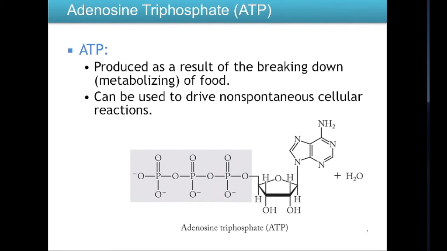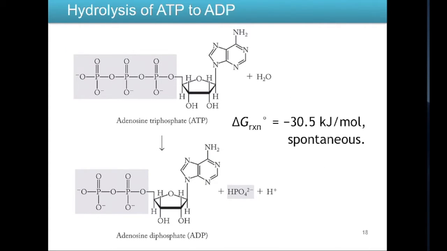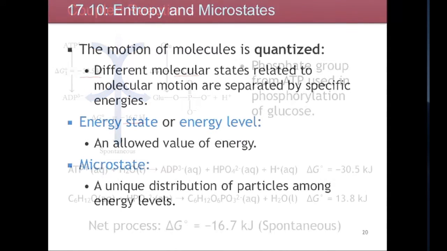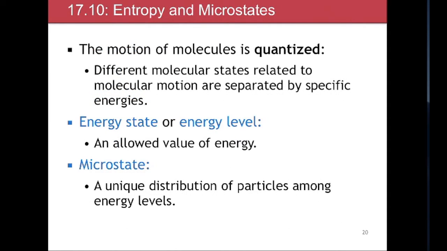So this is the structure of ATP, and you can notice it has 3 phosphate groups. And in the process of phosphorylation, one of those phosphate groups is added to glucose, and that results in the ATP, adenosine triphosphate, turning into ADP, or adenosine diphosphate. And this process, ATP going to ADP, is a spontaneous process. It has a negative delta G value of minus 30.5 kilojoules per mole. So by coupling these two reactions together, what nature is able to do is to take non-spontaneous processes and turn them into spontaneous processes. So I'm going to end this section and talk about entropy and microstates.